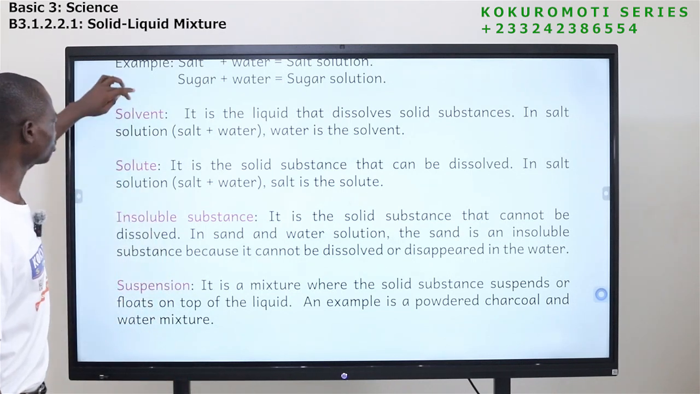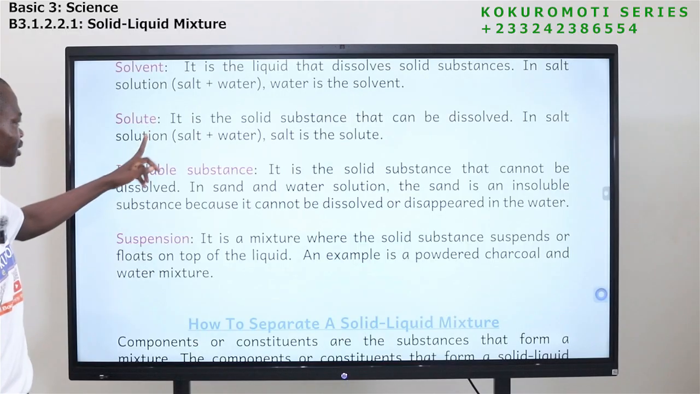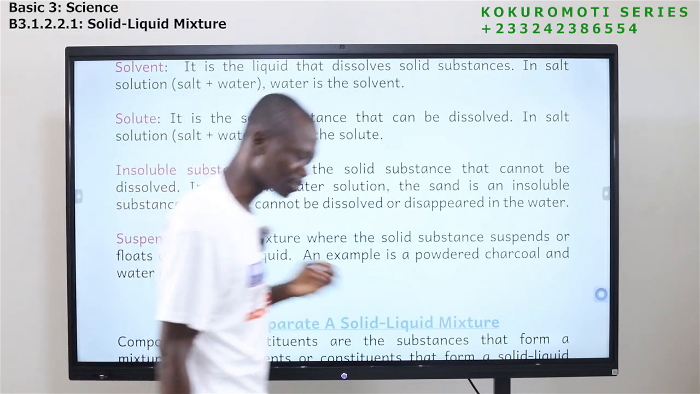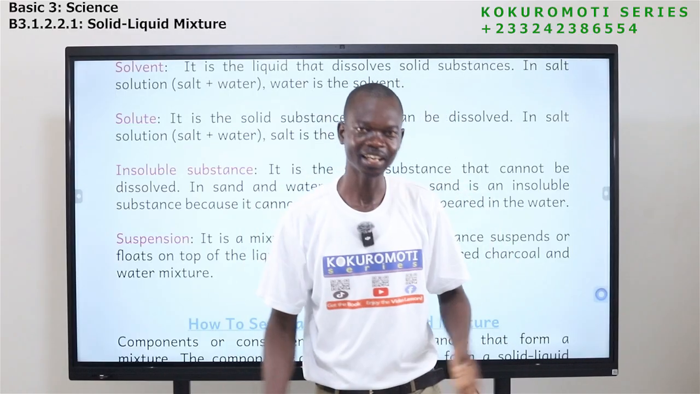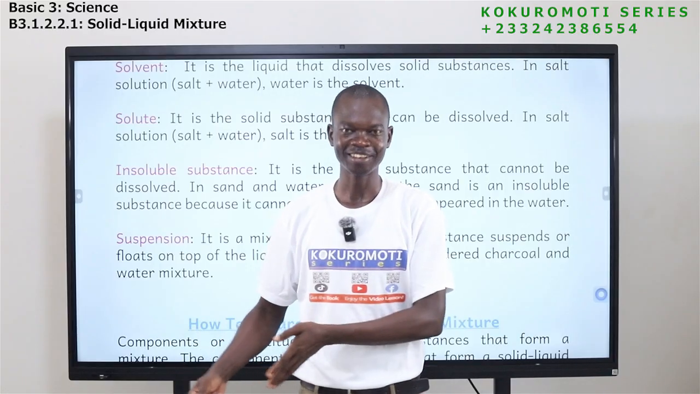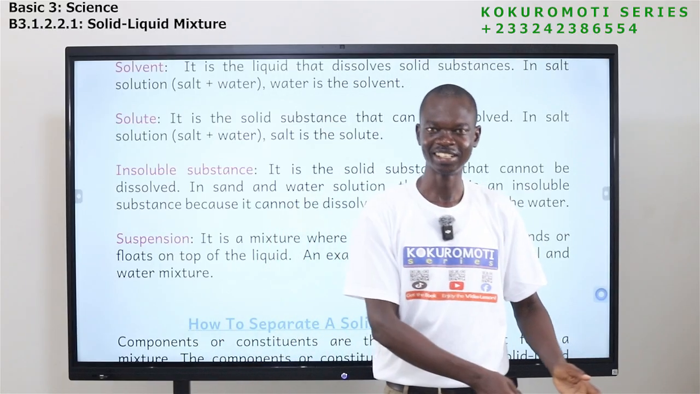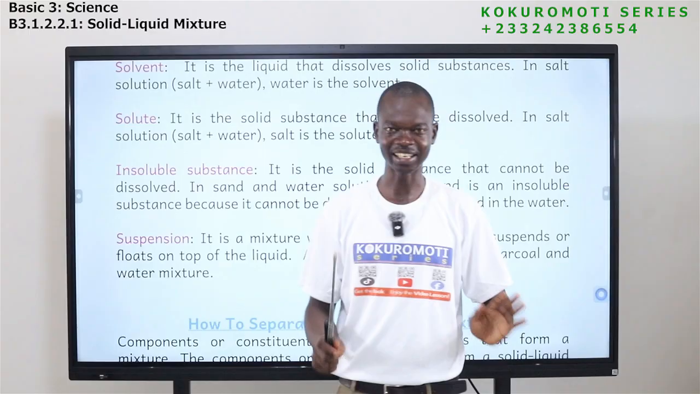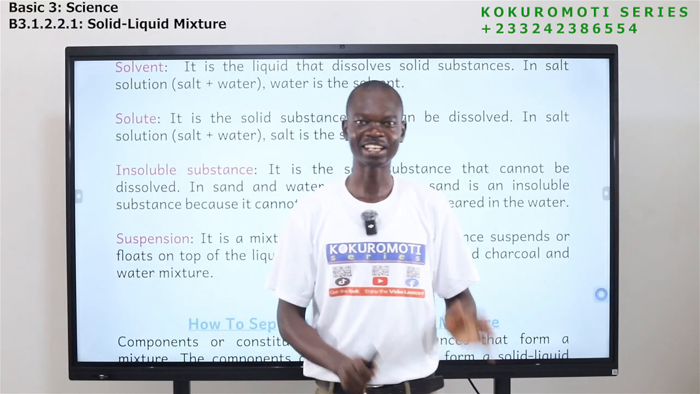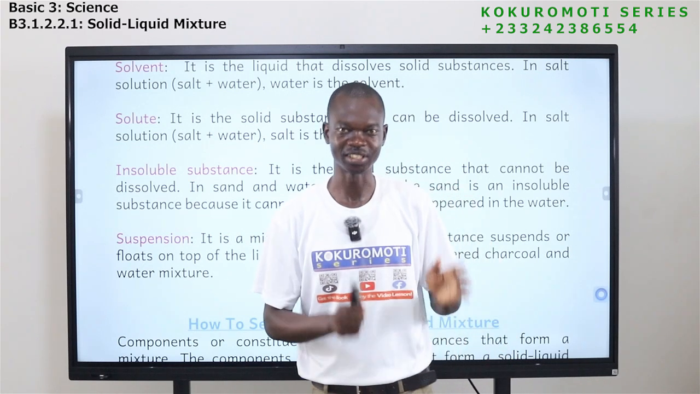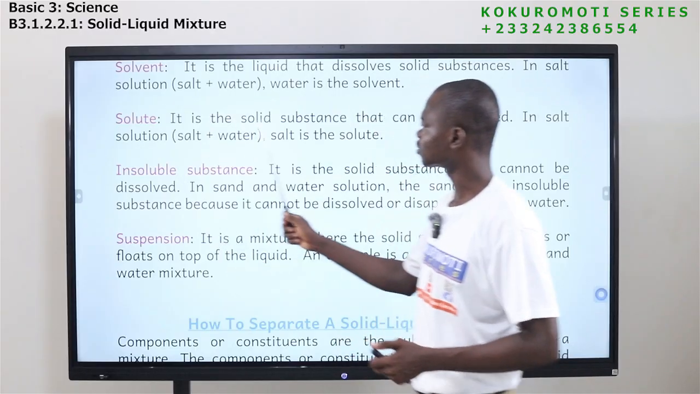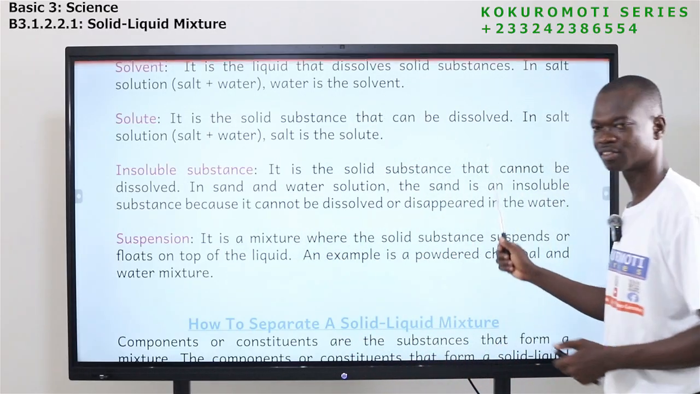Okay, now let's come to the next term, solutes. What is the meaning of solutes? So in the mixture of water and salt, we call the water solvent. What name do we give to the salt, that later on we didn't see again after we mixed it with water? That salt, or that part or solid component that has been dissolved, we call it what? Solute. So solute is a solid substance that can be dissolved.